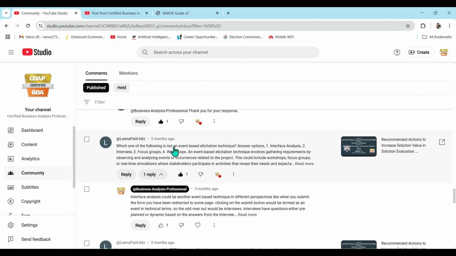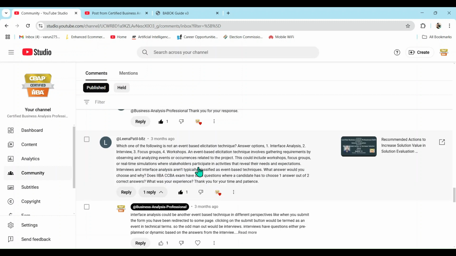So which one of the following is not an event-based elicitation technique? Answer option 1, interface analysis; 2, interview; 3rd, focus group; or 4th, workshop. An event-based elicitation technique involves gathering requirements by observing and analyzing events or occurrences related to the project. This could include workshops, focus groups, or real-time simulation where stakeholders participate in activities that reveal their needs and expectations.